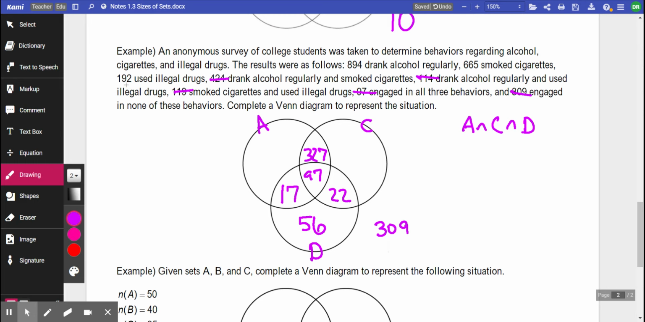All of circle A is 894. So 894 minus 327 minus 97 minus 17 is 453. And 665 for all of circle C. So 665 minus 327 minus 97 minus 22 is 219.